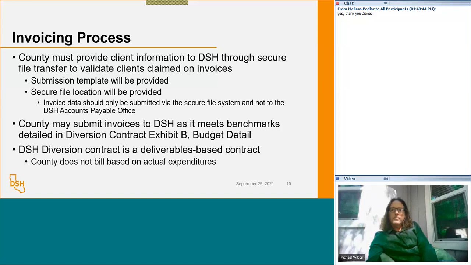One thing I do want to note, and this is something that of course we will repeat in the future: we have a secure file transfer system that we use for this program, and anything related to patient data needs to be uploaded through that system. So when it comes to invoicing the department for clients, any client support documentation should be submitted through that secure system and should not be submitted with the invoice to the accounts payable office.